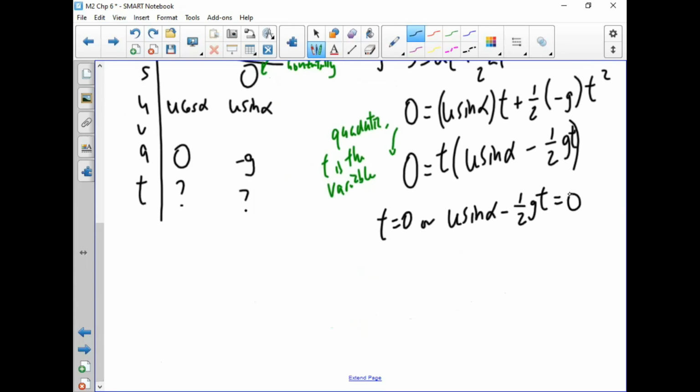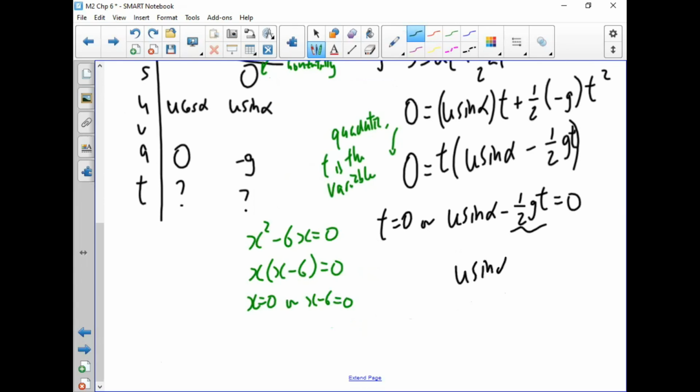If you struggle to understand this, think about this. If I tell you to do x squared minus 6x equals 0, how would you solve it? You'll factorize out x, and then x equals 0, or x minus 6 equals 0. That's what we're doing here. Imagine your x is just a t. And then to make t the subject, we'll bring the minus a half gt to the right hand side.